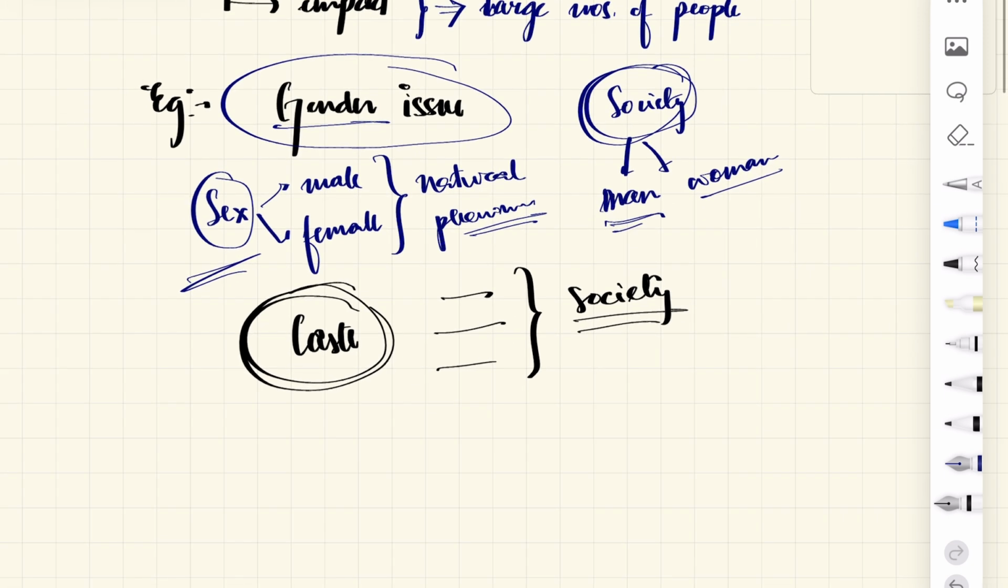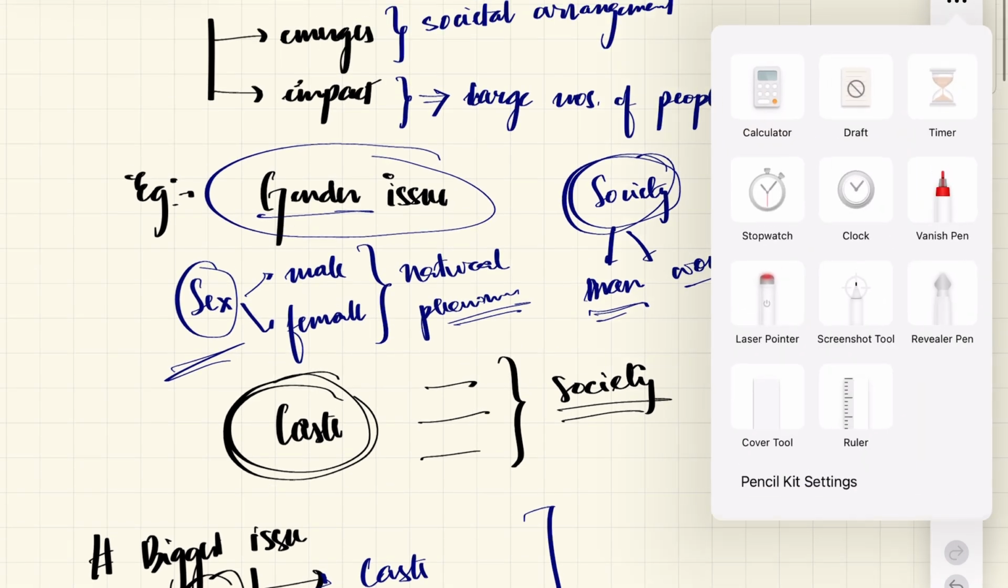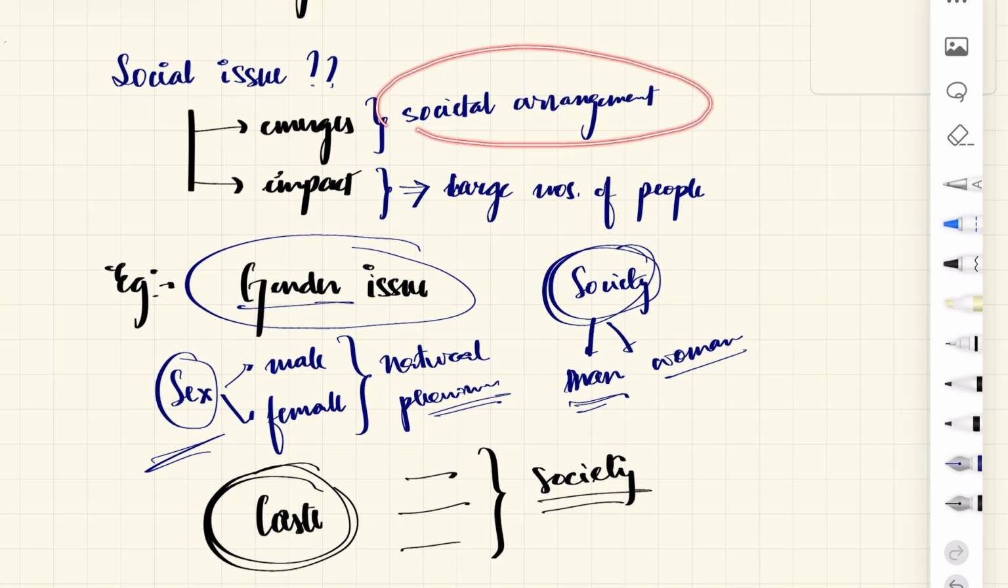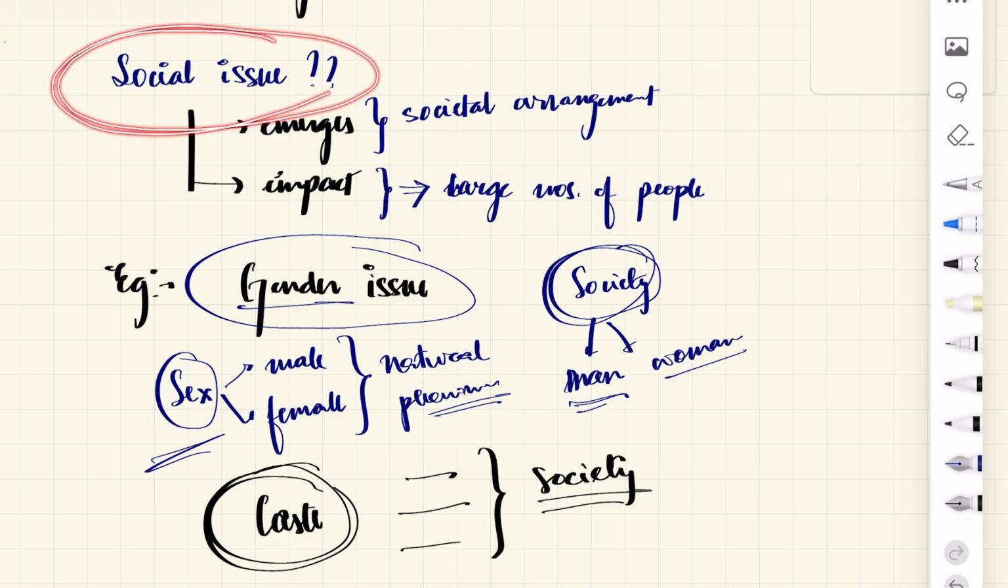So what is the biggest issue? Tell me. We used to say 2C. What do you mean by 2Cs? Caste and corruption. Yes or no? This is what is happening in this society right now. Because of the caste issues, because of the corruptions, the social issues started emerging and impacted a large number of people that I've told you. It emerges because of the societal arrangements and impacts a large number of people, and it created social issues. It is going on, right?